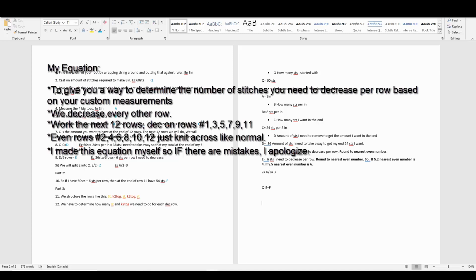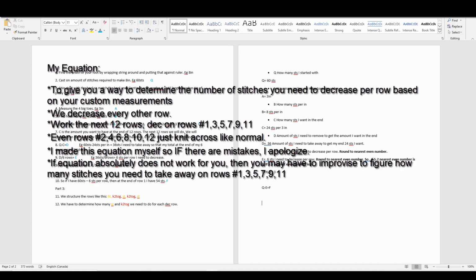But once again, if yours does have any mistakes in it, then I do apologize, and at that point you might just have to improvise. But try the equation out, and I hope it worked, because it should work. It worked for me. So it took me a while to create this equation, but it looks like it does the job. So what I'm going to do is go through each step with you so that you understand what each variable is, and then I'm going to show you how we're going to plug it in to find out the required stitches that we need to decrease for each of our odd rows.